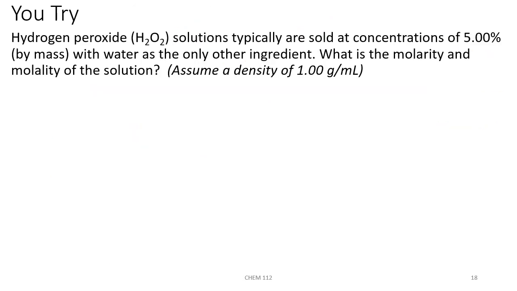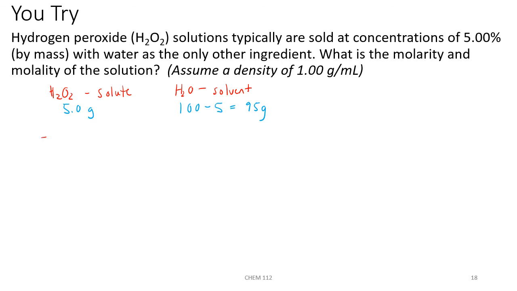Let's try another example. Hydrogen peroxide solutions are sold at concentrations of 5% by mass with water as the only other ingredient. What is the molarity and molality of the solution? Assume a density of 1 gram per milliliter. So if we know that the solution is hydrogen peroxide and water, the hydrogen peroxide would be our solute and water would be our solvent. If we know that it's 5% by mass, that means that we can assume that 5 grams are our solute and 100 minus those 5 grams, or 95 grams, is equal to the amount of water.